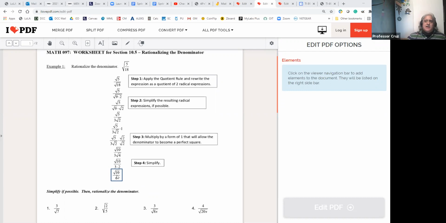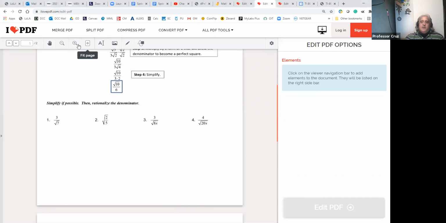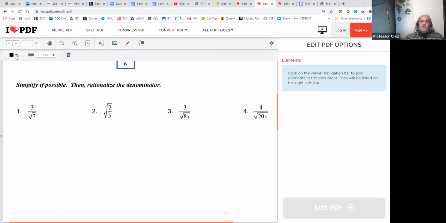But that just is an exercise to simply show us that these two things are equal. All right, does that make sense? All right, so on this first one, tell me, what would I multiply both numerator and denominator by? 7. Square root of 7.